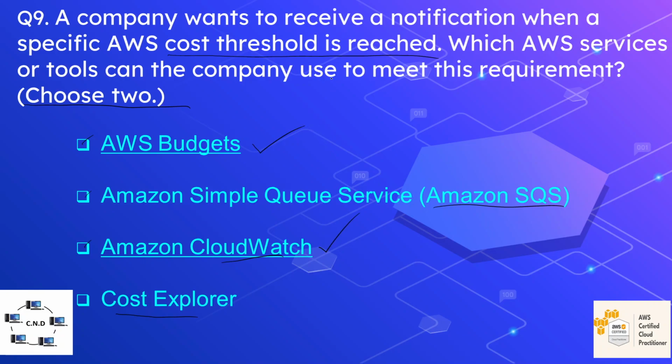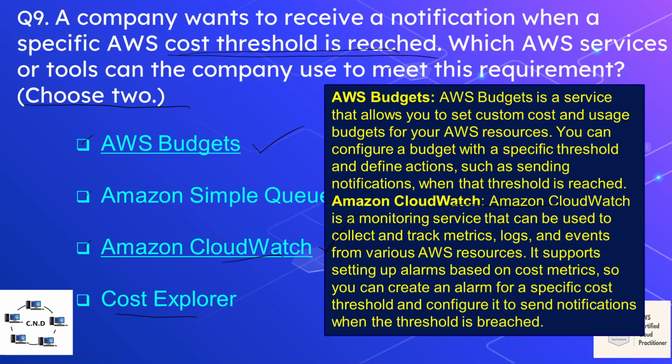So these two options can be used to set the cost threshold and get notification when the specific set cost threshold is reached. So what are these? AWS Budgets is a service that allows you to set custom cost and usage budgets for your AWS resources. You can configure a budget with a specific threshold and define actions such as sending notification when that threshold is reached.